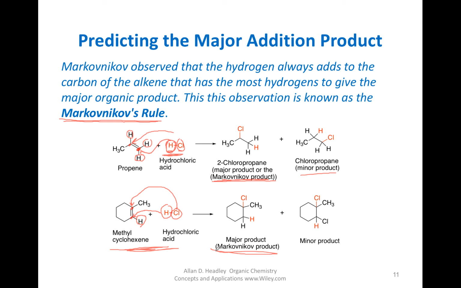What you will see on the quiz and on the exam from here on is that the wording would no longer be predict the organic product, but it will be predict the major organic product for these reactions. In other words, you would just give this as the major product for that reaction.